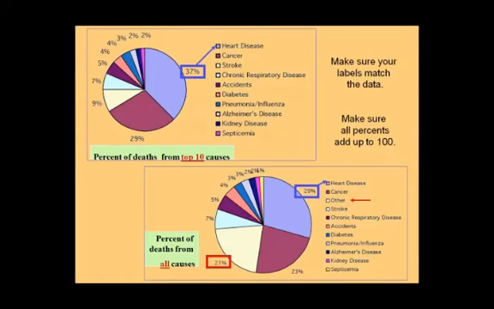In the top one, you only have 10 colors, really 10 slices. In the bottom one, you have a lot more. So make sure that your labels match the percentages. The first one is from the top 10, the last one is from all causes. Okay, make sense? Okay.